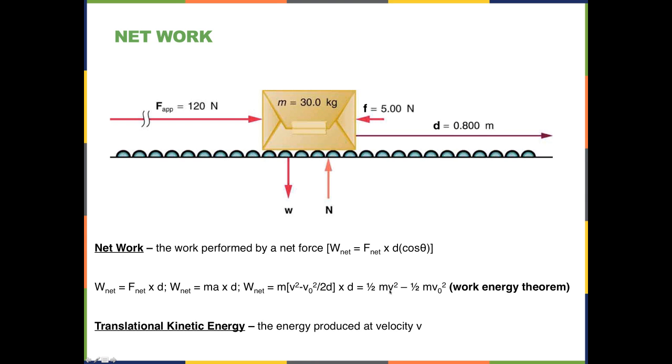Now, I said kinetic energy. This is actually known as the translational kinetic energy because there's also rotational kinetic energy. And this is the energy that's produced by any particular velocity of an object that it has. This work energy formula or theorem is important to keep on your card for the next test, and to use potentially on the next quiz.